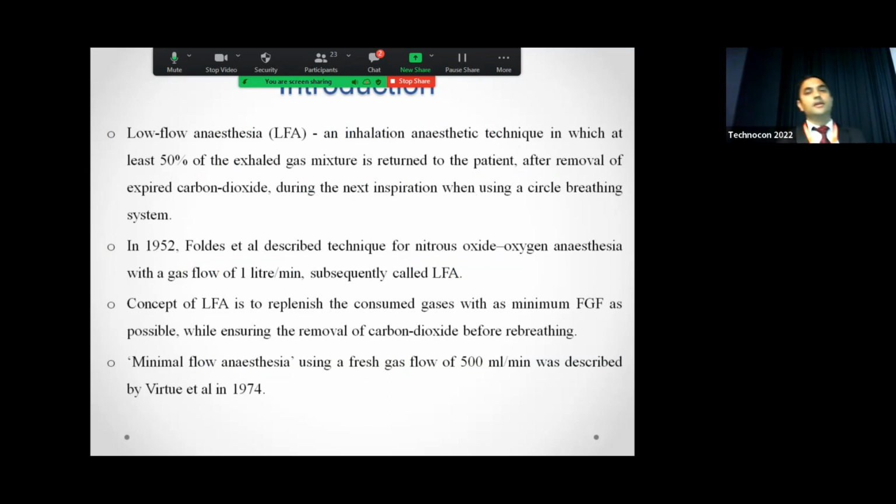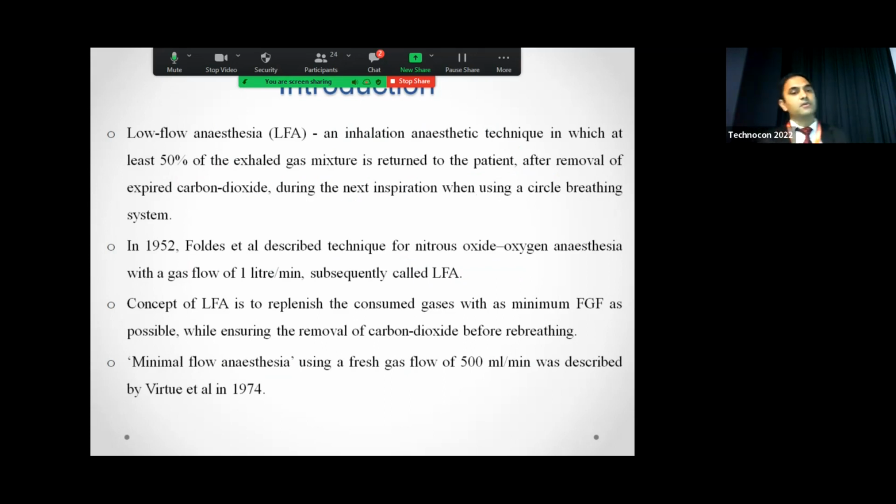It is an inhalation technique of anesthesia in which at least 50% of the exhaled gas mixture is returned to the patient after the removal of expired carbon dioxide during the next inspiration using a circle system. It is mainly used during the maintenance phase of anesthesia. Low flow anesthesia is not a newer technique, but it is quite old.